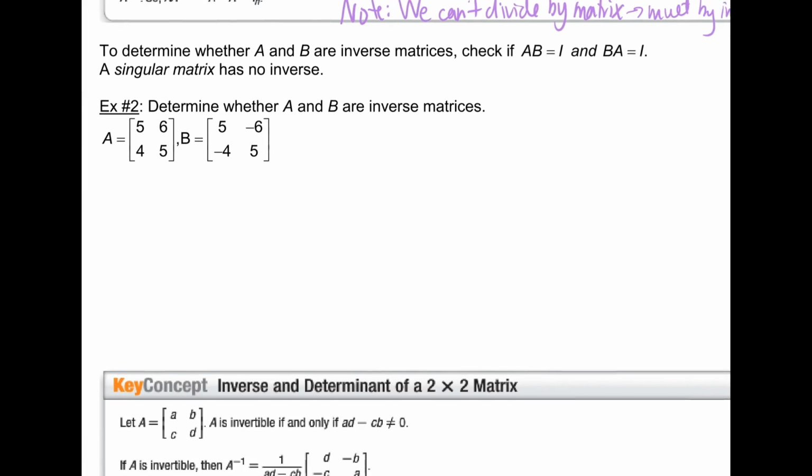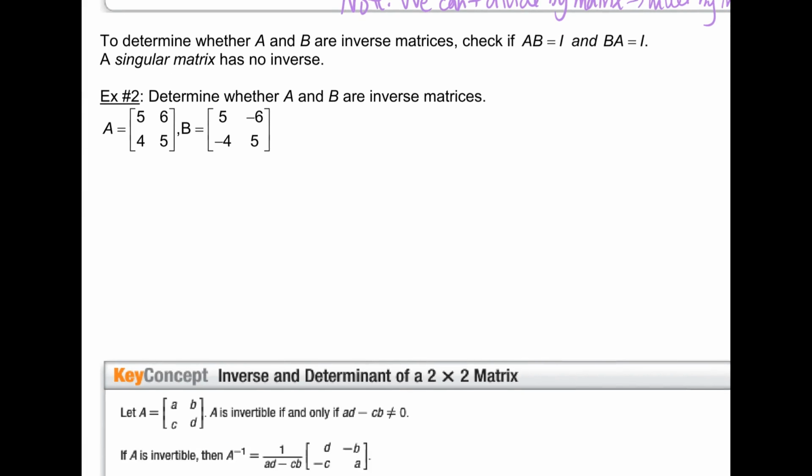Alright, so to determine whether A and B are inverse matrices, check if A times B is equal to identity, and if B times A is the identity. A singular matrix has no inverse. Okay, so here, what this means is if this is true, then they're inverses.